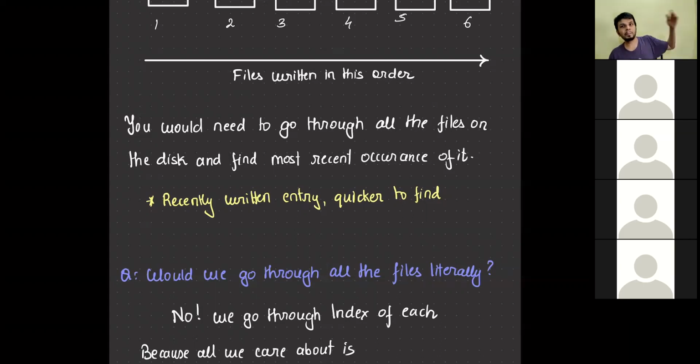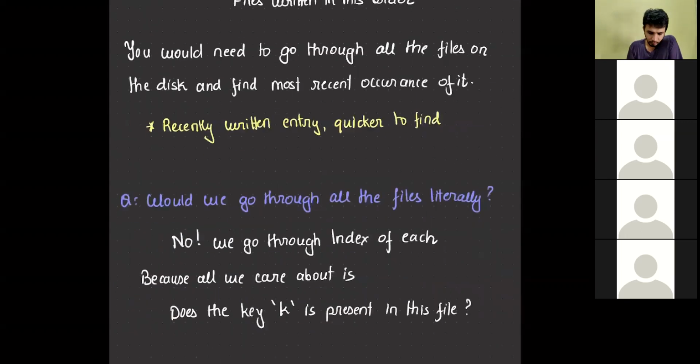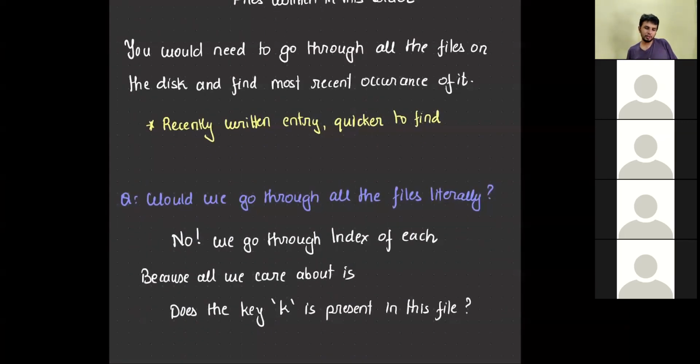So although we are optimizing for some use cases, the gets are becoming very poor. The performance of gets is not good, right? Because we have to go through the files linearly and sequentially to find out where my key exists or where the latest occurrence of the key is. So now what do we do? Would we go through all the files literally? No, right? That's a naive approach, right?